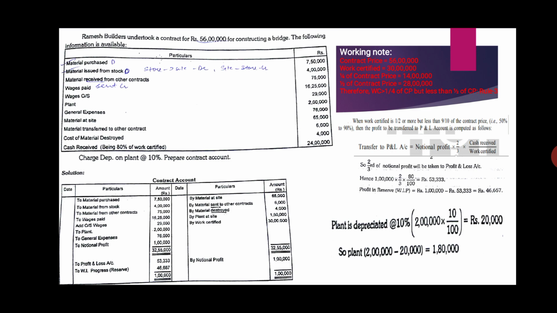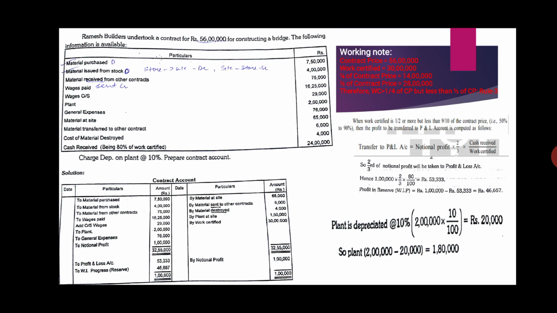Next is your plant. Now plant at a cost of 2 lakh will be shown on the debit side. If any depreciation exists, yes it does, which is 10% depreciation on plant, so depreciation will be shown on the credit side. But not only the amount of the depreciation, it is net plant cost. Net plant cost means the cost of the plant 2 lakh minus depreciation 20,000, which is 1,80,000, plant at site, or simply by writing plant at closing date. Next is general expenses, again debit.